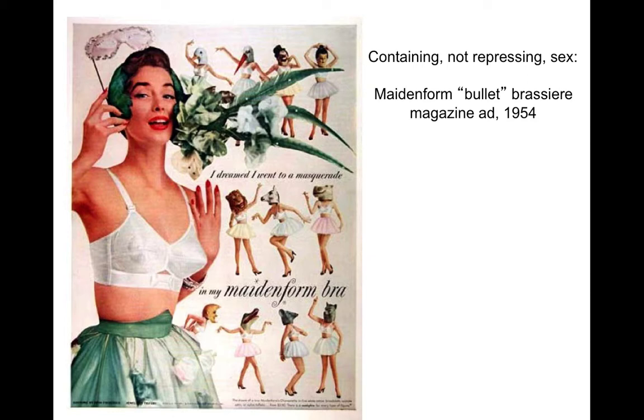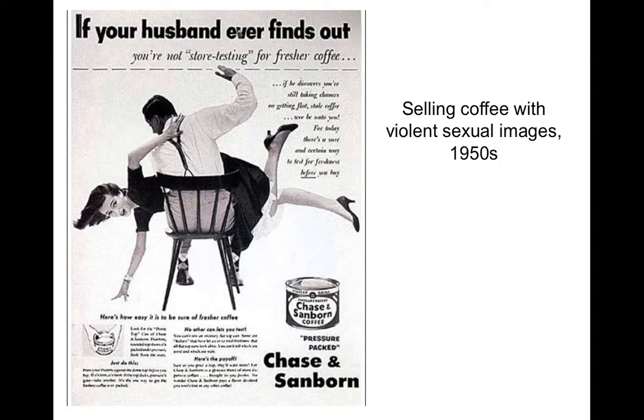Music and clothing and ads like this were extremely suggestive, but sex was contained through marriage. This is my favorite image. Selling coffee with violent sexualized images. So, for the majority of American women, their sexual initiation took place within the framework of marriage. The married population grew from 60% in 1940 to 66% in 1950 to 68% in 1960. Not being married made you suspect.